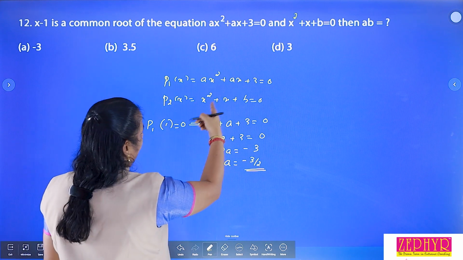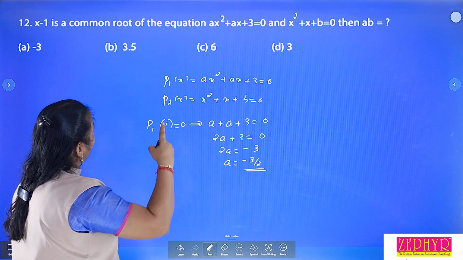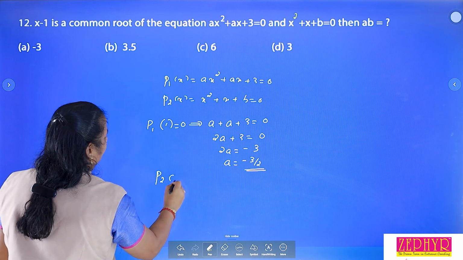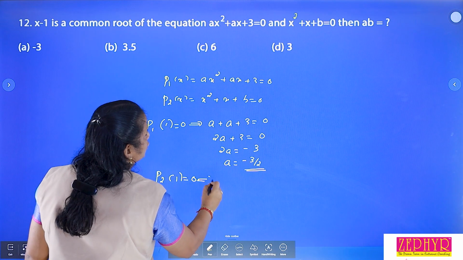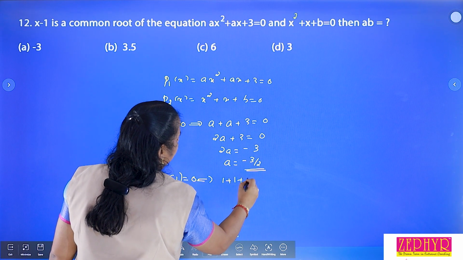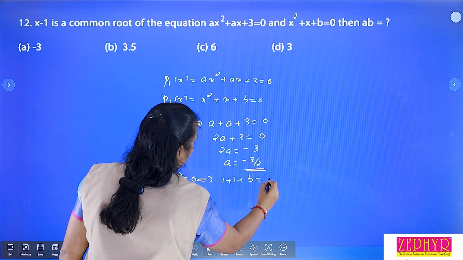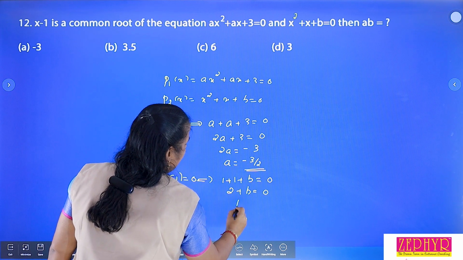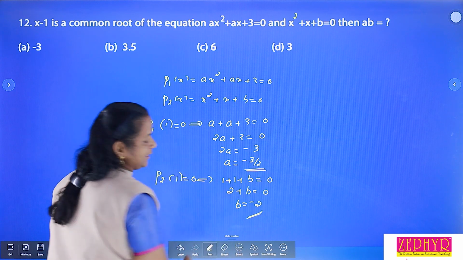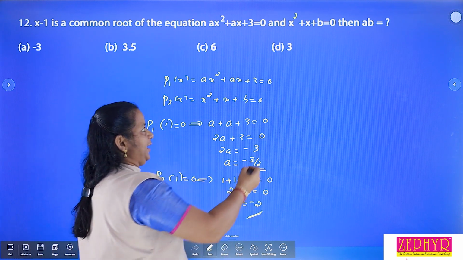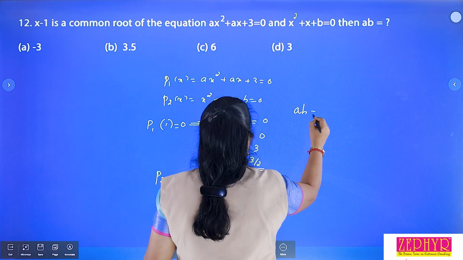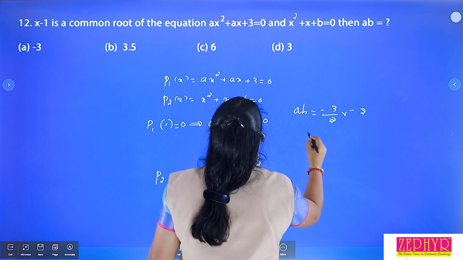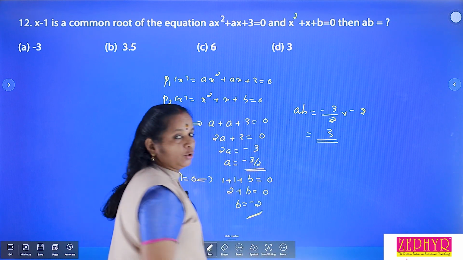In the case of the second polynomial, x minus 1 is also a root of it. Then we get p2 of 1 also equal to 0. So it is 1 plus 1 plus b equal to 0, that is 2 plus b equal to 0, and b is equal to minus 2. So we get the values of a and b, then a into b is equal to minus 3 by 2 into minus 2. So the final answer is ab is equal to 3.